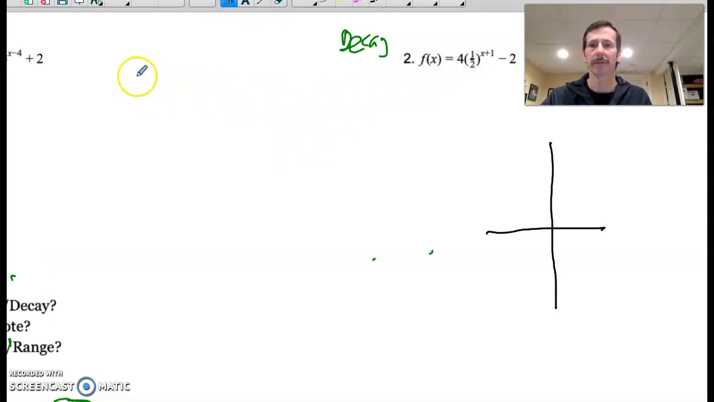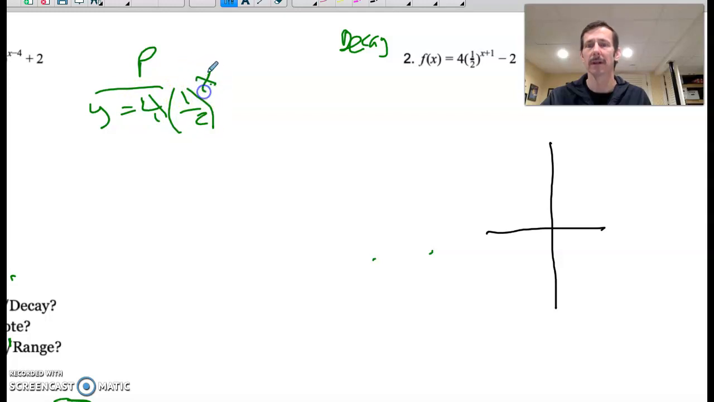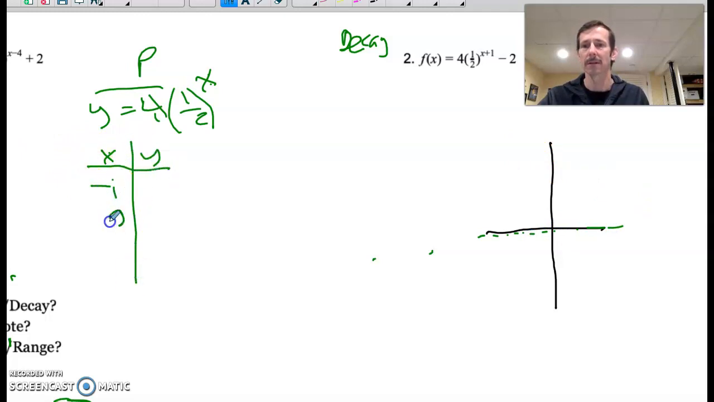So the parent function, so I'm just going to use a p for parent, would be y equals 4 times (1/2) to the x. So if I were to graph this thing, again in green, that means my horizontal asymptote would have started here. And I would have put in 3 quick points, -1, 0, and 1. And if I put -1 in here, that's a little tricky, so I'm going to write that one out.